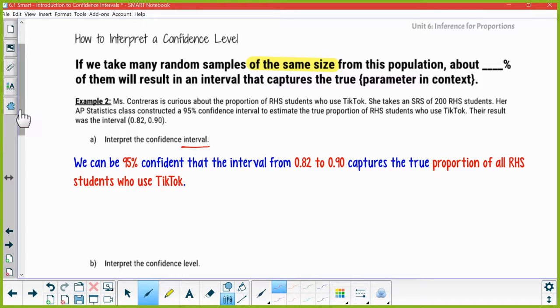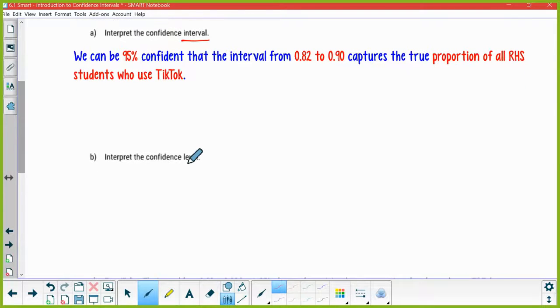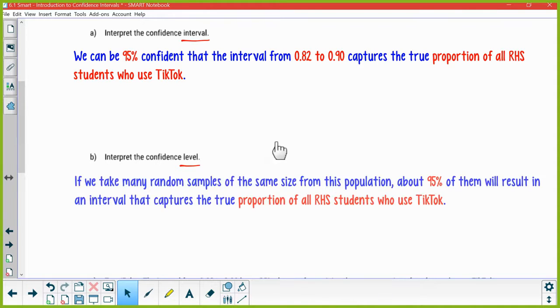Now for part B, it does ask us to interpret the confidence level. These are two different questions. You really have to pay attention. So if I were to take many random samples of the same size from the population, about 95% of those samples, of those confidence intervals created around those samples, will result in an interval that captures the true proportion of all RHS students who use TikTok.